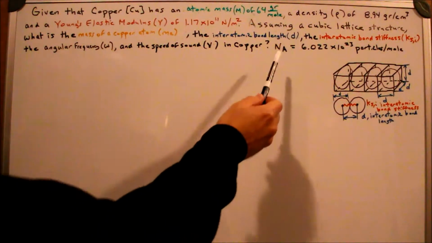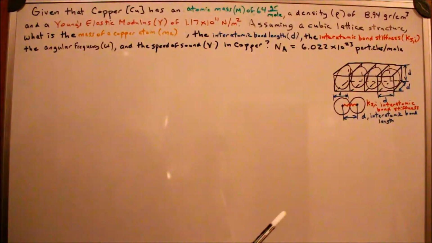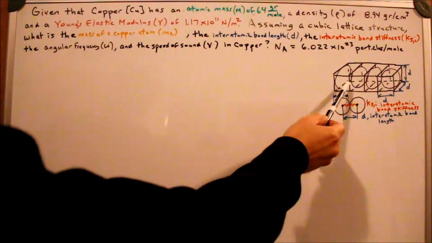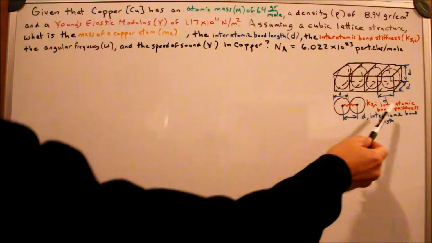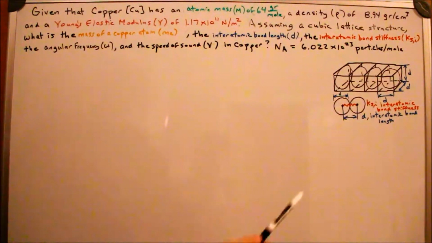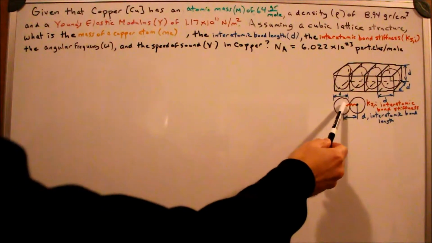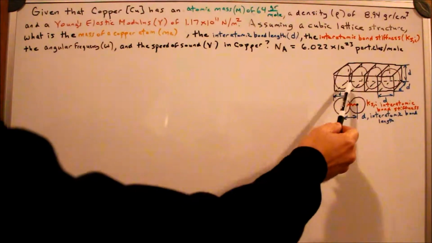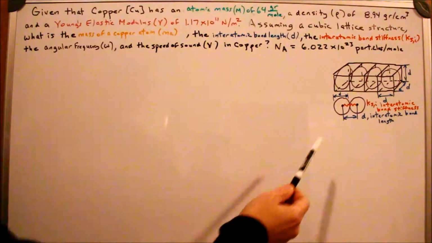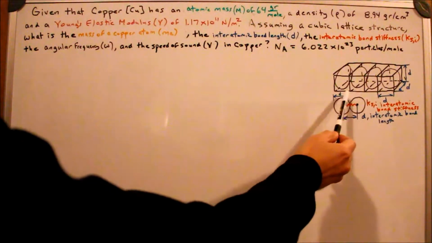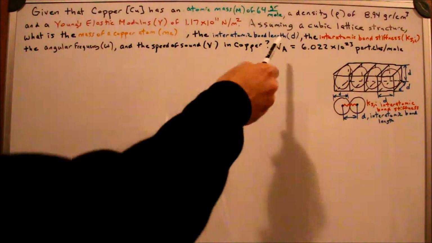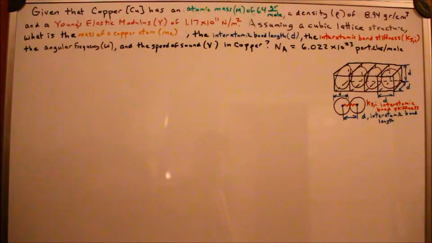Get also Avogadro's number here, the number of particles per mole, and this cubic lattice structure means that the atoms are in rows and columns, and they stack right on top of each other. The distance between centers, the interatomic bond length, would be the same as the diameter, and they fit in a cube. Each one of these spheres fits in a cube that has all 3 dimensions of d, the interatomic bond length. So I'll pause the video, solve for these 5 things, and then I'll answer them.